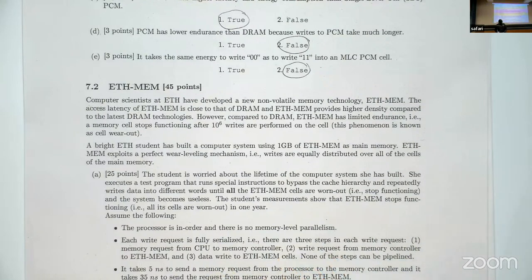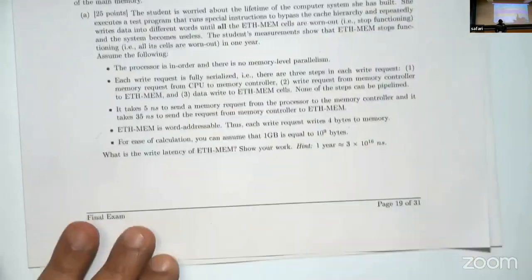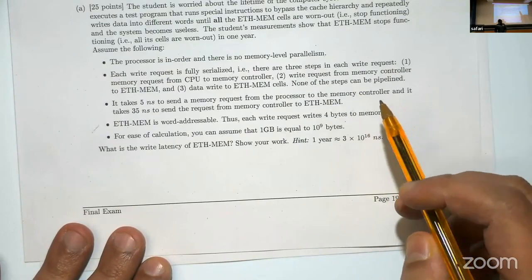So none of these steps can be pipelined. It takes 5 nanoseconds to send a memory request from the processor to the memory controller. That is the first part. And then 35 nanoseconds to send the request from the memory controller to ETH-MEM. ETH-MEM is word addressable, and this is an important part. Thus each write request writes 4 bytes to memory.